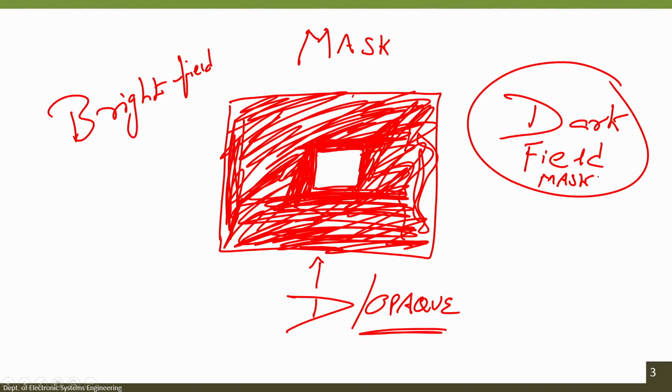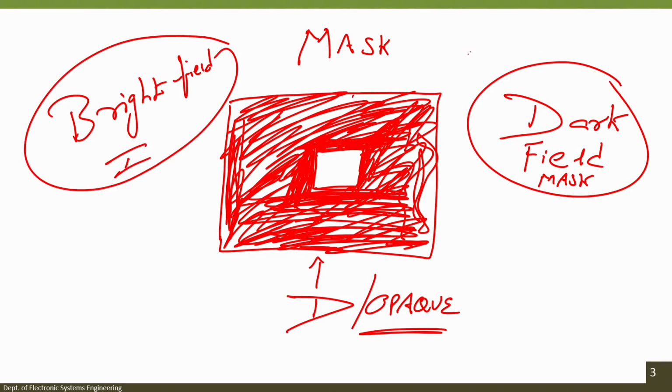Okay. So, you have seen two types of mask, one is bright field, another one is dark field. Alright. So, photoresist two types, positive, negative, mask two types, bright field and dark field. Now, let us understand how we can use a photoresist and what are the steps for lithography.